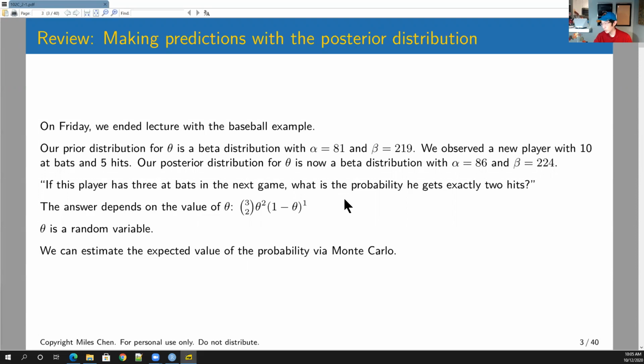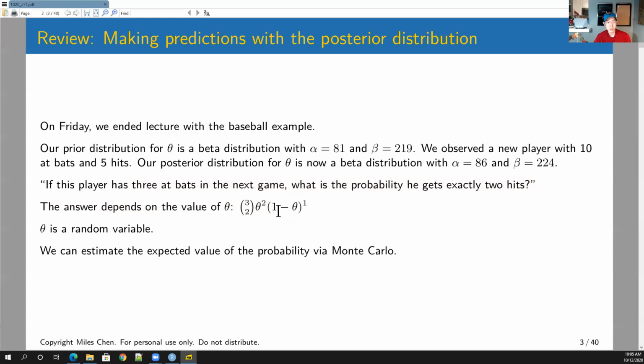But then if you were to ask another question, such as, if this player has 3 at-bats in the next game, what's the probability that he gets exactly 2 hits? Then the answer is going to depend on that value of theta itself, which is a random variable. The probability he gets exactly 2 hits in 3 at-bats is going to be a binomial thing: 3 choose 2, theta squared, 1 minus theta to the 1, but it depends on theta, which is a random variable. And on Friday, we talked about a few strategies to handle this.